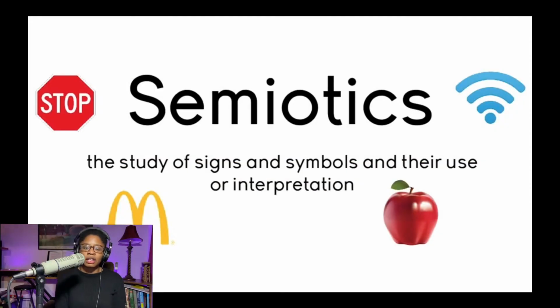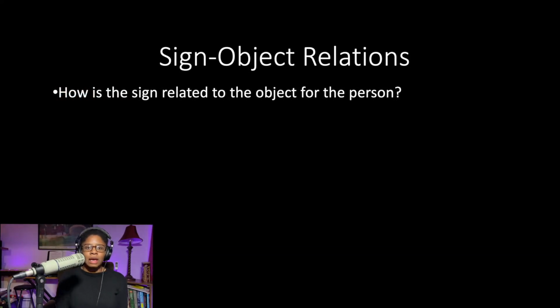To start off our semiotic review, let's remember what our basic definition is. Semiotics is all about the study of signs and symbols and how they're used or interpreted. Remember that for a sign to truly be a sign, it needs to be perceived by an observer and cause an effect in them. If you remember, we also talked about three main sign-object relationships. This is how the sign, so the specific signal or cue, is related to the object, whatever comes to mind, whatever the perceiver connects the sign to.